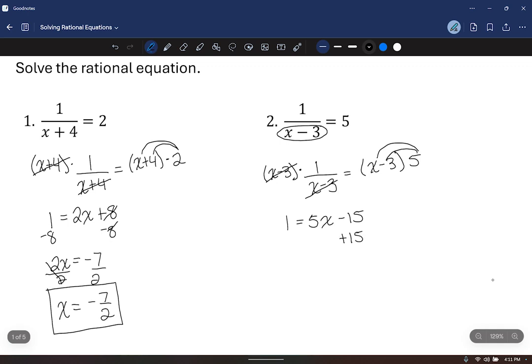So I add 15, so I have 16 is equal to 5x, divide by 5, that doesn't reduce, so x is equal to 16/5. And remember, you're going to keep in mind, what can x not be? X cannot be 3, because 3 minus 3 would give me a 0.